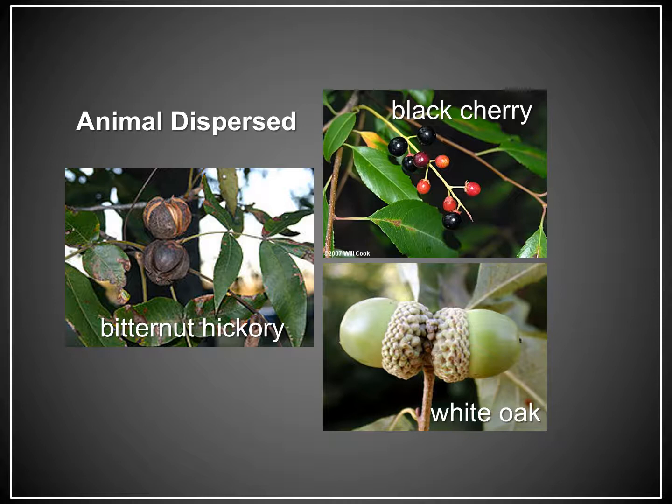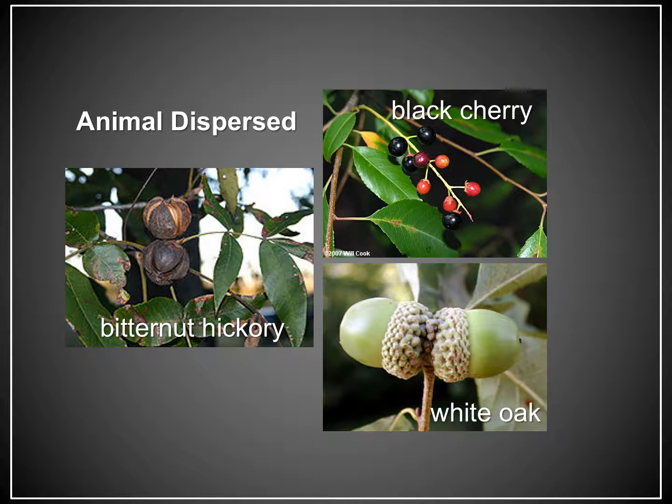These fruits, acorns, hickory nuts, they're referred to as hard mast, and they're really a preferred food source for a variety of wildlife that are reliant on the protein provided. Black cherry is an example of a tree that produces soft mast in the form of cherries, which are a preferred food source for many species as well, particularly a lot of bird species.